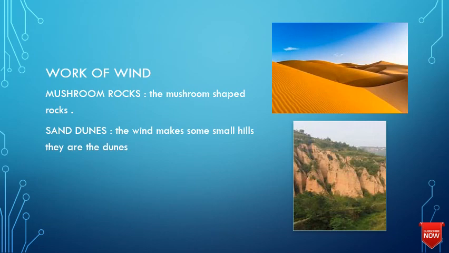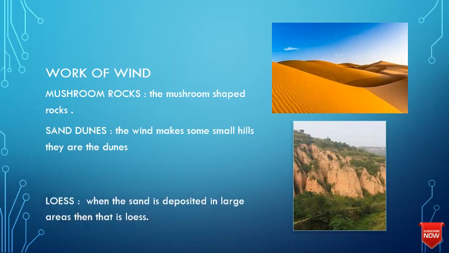Sand dunes. The wind makes some small hills. They are the sand dunes. Winds erode the lower section of the rock more than the upper part. Therefore, such rocks have a narrower base and wider top. When the wind blows, it lifts and transports sand from one place to another. When it stops blowing, the sand falls down and gets deposited and forms a low hill. They are the sand dunes.